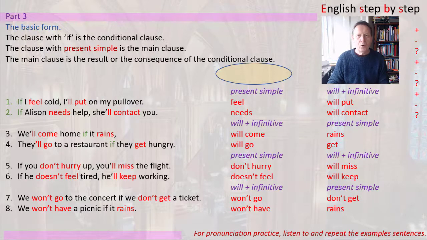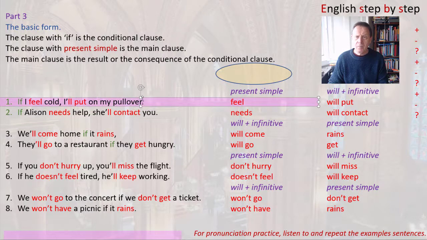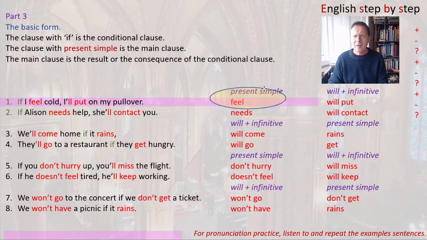So let's look more closely at some examples to see the structure. Number 1, if I feel cold, I'll put on my pullover. Now here we have present simple and then will plus infinitive. So there we have the basic structure. Present simple, will plus infinitive. For example, if I feel cold, I'll put on my pullover. So there you have feel, will put.